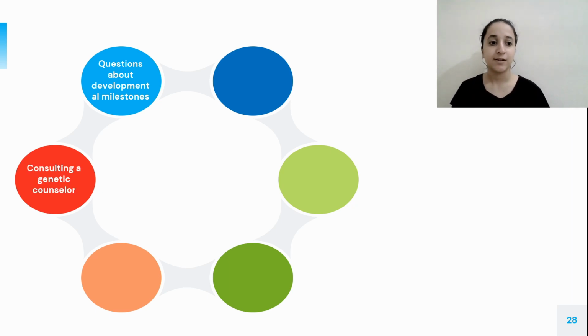The second is consulting a genetic counselor. It is very important to consult a genetic counselor because they help tremendously during the pre and post genetic testing phase, and they could also go through the family history and this way help you make a diagnosis for SMA by analyzing all the data.